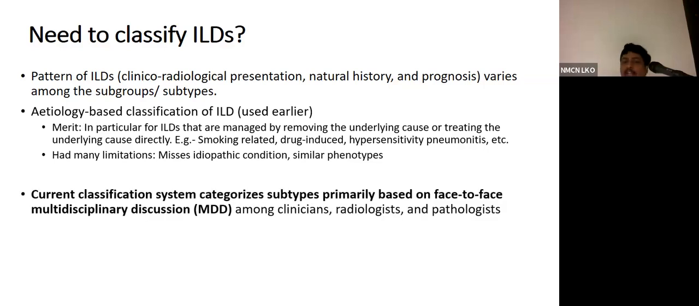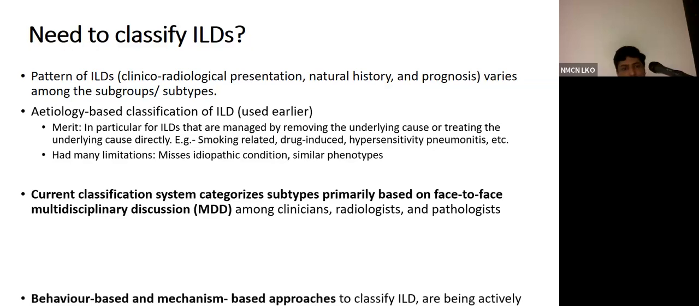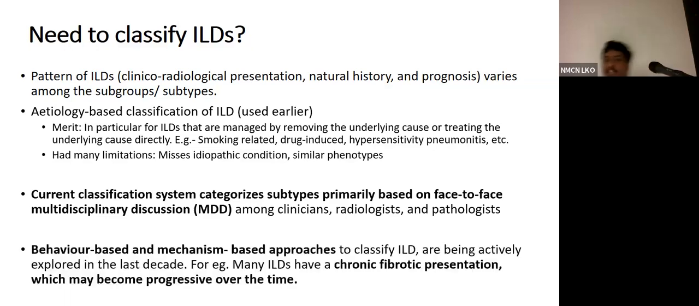Now, the current classification that we deal with regularly in our practice is a face-to-face multidisciplinary discussion among clinicians, radiologists, and pathologists, coming to a working or definite diagnosis of ILD. The upcoming classification, or the classification that is also going on, is called the behavioral-based and mechanism-based approach to classify ILDs, that is being actively explored in the last decade. For example, many ILDs have a chronic fibrotic presentation, which may sometimes be progressive over time. So the behavioral-based and mechanism-based approach is of great interest nowadays.